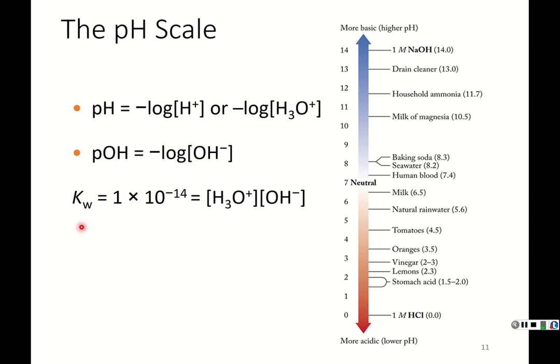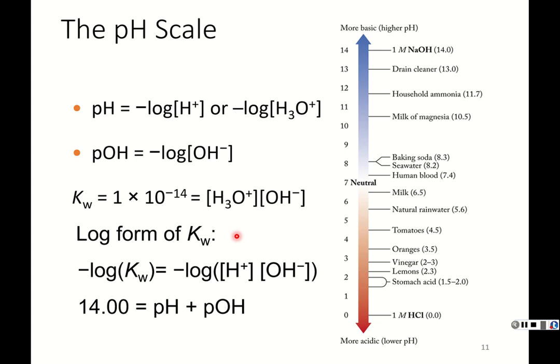And remember, these are related by Kw. Kw is 1 times 10 to the minus 14th, and it equals those two concentrations multiplied by each other. So if we do the log form of Kw, we take negative log of Kw, which would be negative log of both of these. We know Kw is 1 times 10 to the minus 14th, so the negative log of that would be 14. And the negative log of both of these we've defined up here as pH and pOH. So the pH plus the pOH has to equal 14. That's another thing that's very important to remember.